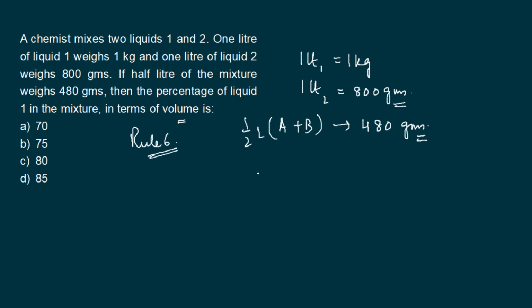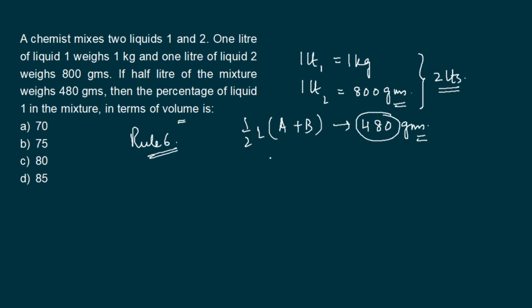Let's use our rule 6 once again. But how? Suppose I mix 1 liter of A and 1 liter of B, what would my weight be? The weight would be 1800 grams, if the entire 1 liter and 1 liter are mixed. This is like half a liter of mixture. So if I have 1 liter and 1 liter, that is 2 liters. Suppose I mix them up, 2 liters.